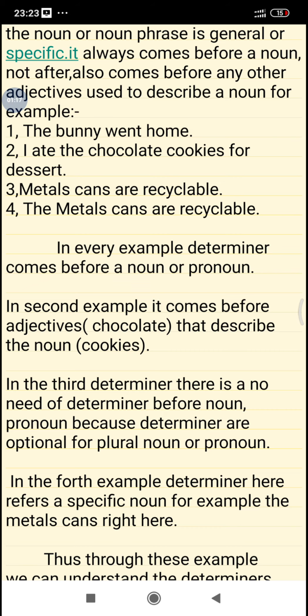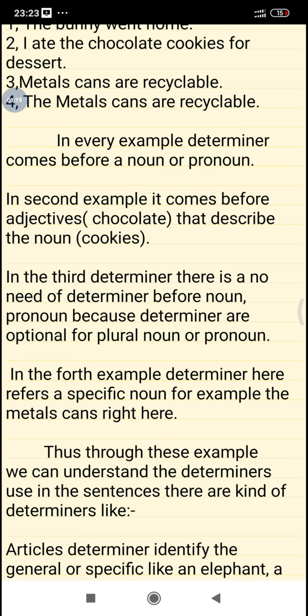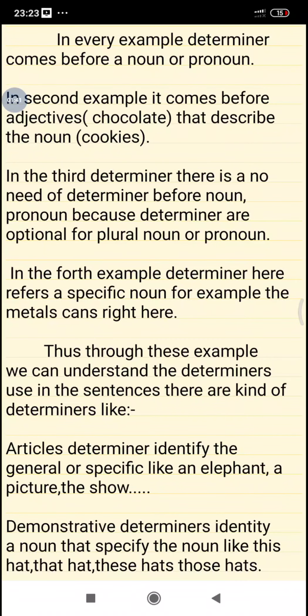In the third example, there is no need for a determiner before a noun or pronoun, because determiners are optional for a noun or pronoun. In the fourth example, the determiner here refers to a specific noun, for example, the metal cans. Thus, through these examples, we can understand how determiners are used in sentences.